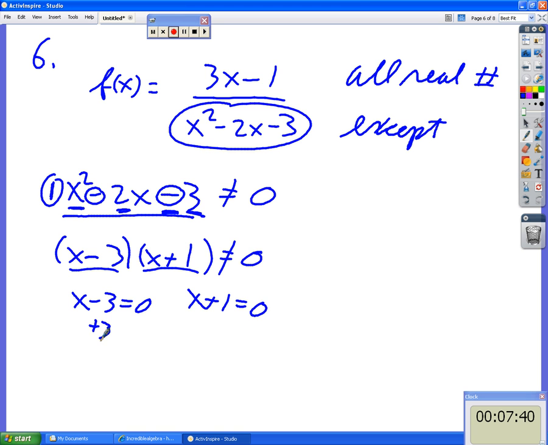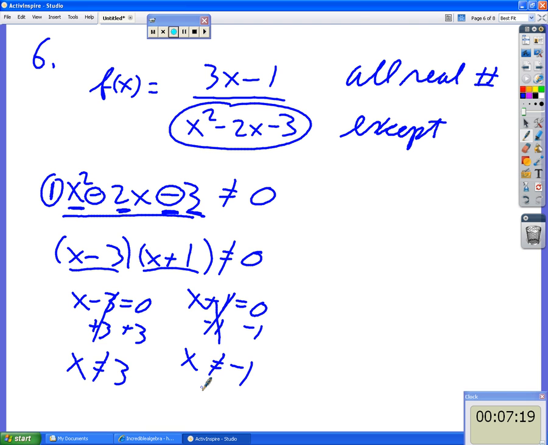Add 3 to both sides. The 3's cancel. X equals 3. Over here, subtract 1 from both sides. X equals negative 1. Those cancel. But what are these? These are exceptions. X cannot be 3, and x cannot be negative 1.